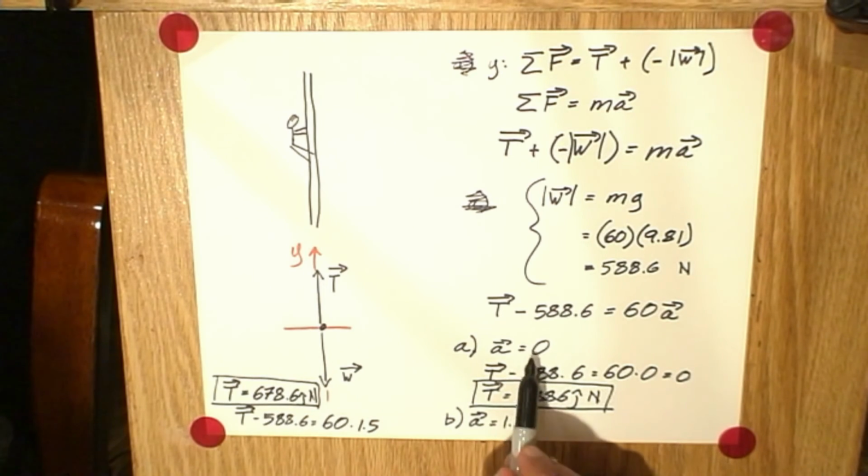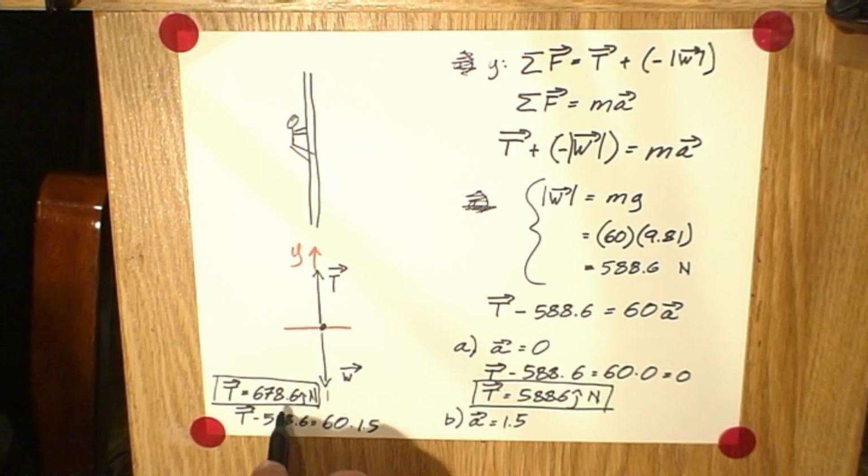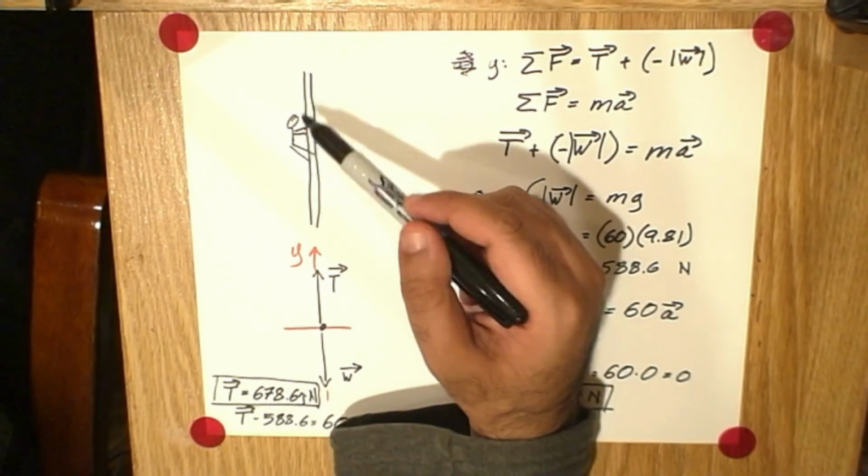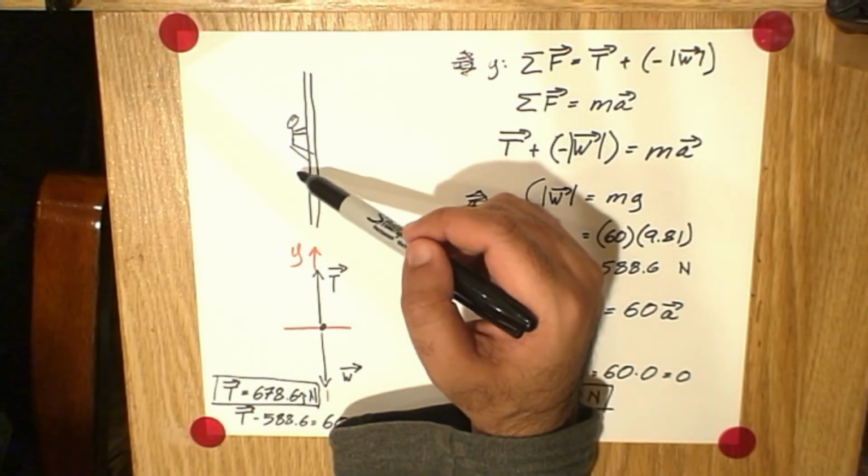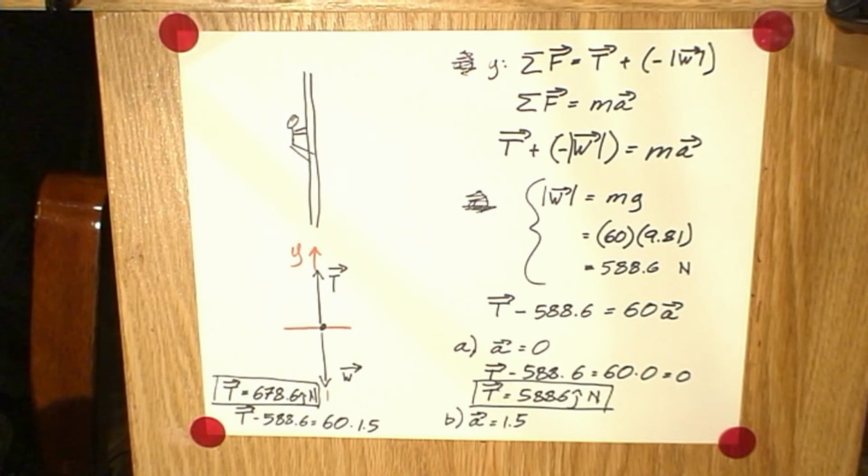So if he is not accelerating, the tension in the rope above him would be 588.6 j-hat newtons. And if he is accelerating at a rate of 1.5 meters per second squared, the tension above him would be 678.6 j-hat. The rope would be stiffer in order to support the acceleration that he's experiencing.